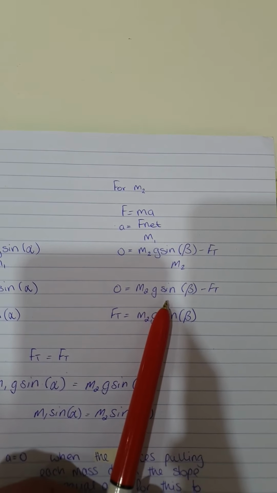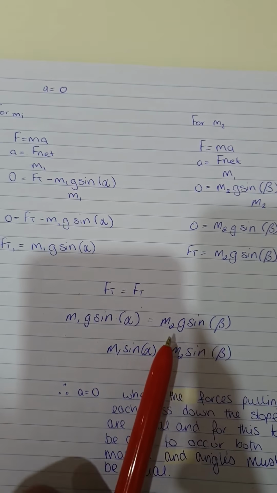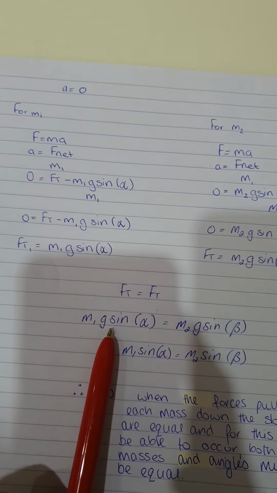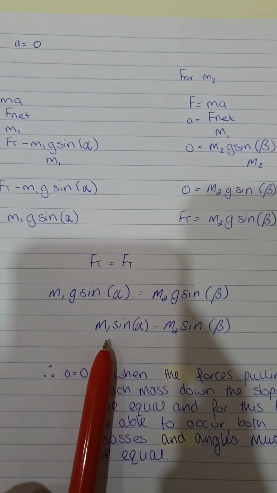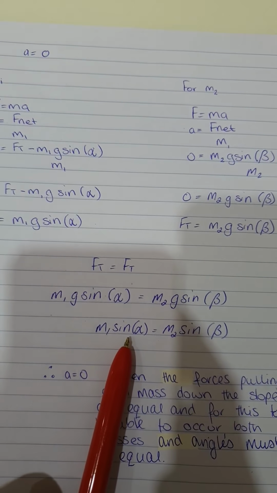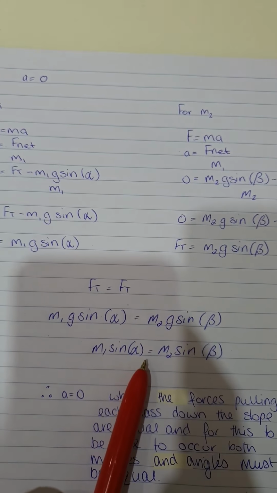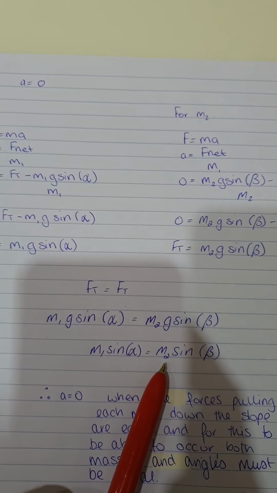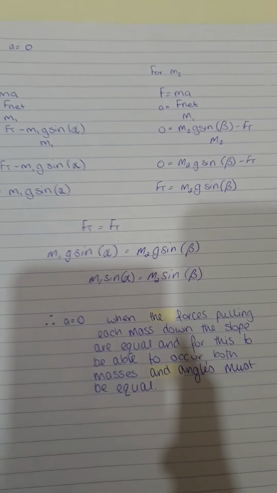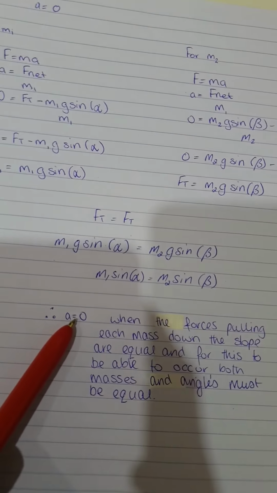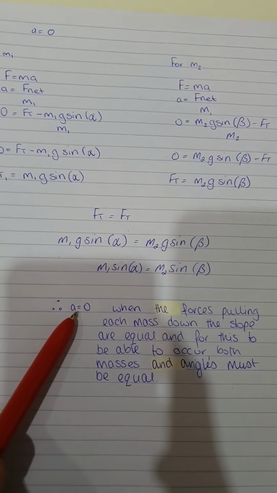With mass number 1 multiplied by gravity multiplied by sine alpha equal to mass number 2 multiplied by gravity multiplied by sine beta, we can cancel out gravity from both sides. That gives us mass number 1 multiplied by sine alpha is equal to mass number 2 multiplied by sine beta. And that would give us a condition where our acceleration is 0.